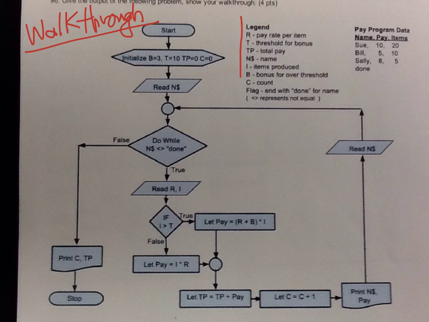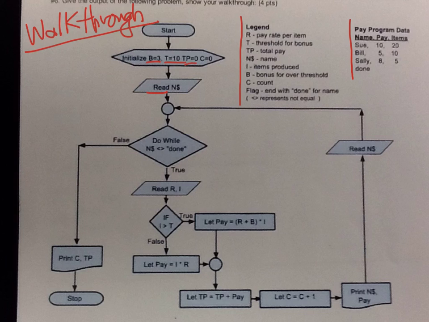So we have the legend, we have all the variables defined here, then we have the input we're going to have, and then I had to explain a couple things, but read would be similar to an input statement, but we're reading in a $ sign. So first of all, we initialize b equals 3, t equals 10, tp.